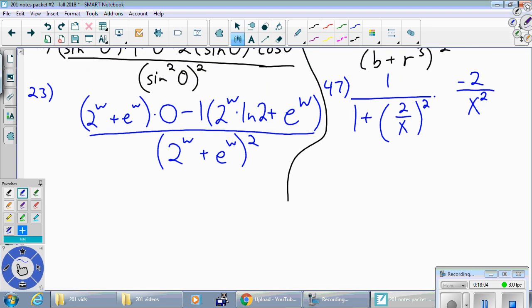Okay, and then finally on this page, 49, you don't need to use the quotient rule for this one. In fact, I'm tempted not to use the quotient. All right, we'll just use the quotient rule. Okay, so big old fraction here. So the bottom is getting squared.